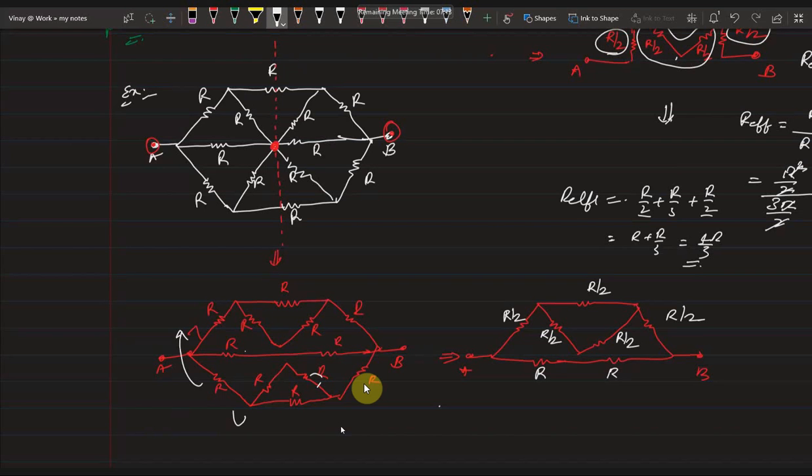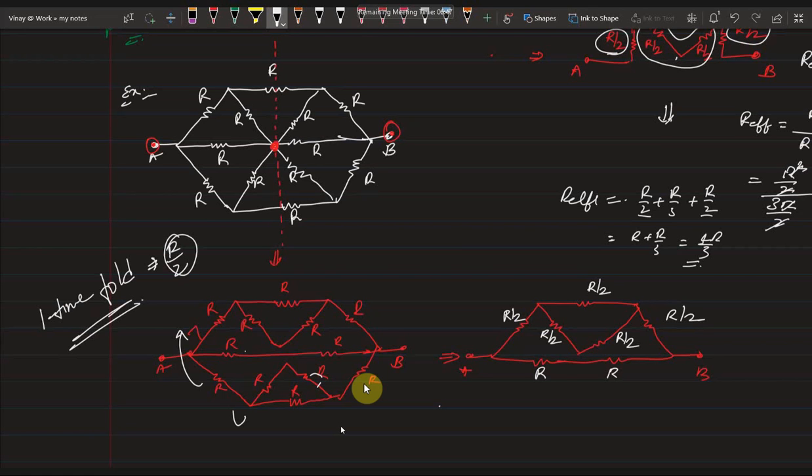Yes, sir, how many foldings? One time we folded. If you fold one time, divide the resistance by half. If you fold two times, divide the resistance by 4. If you fold three times, divide the resistance by 8. Means 2 power n type.